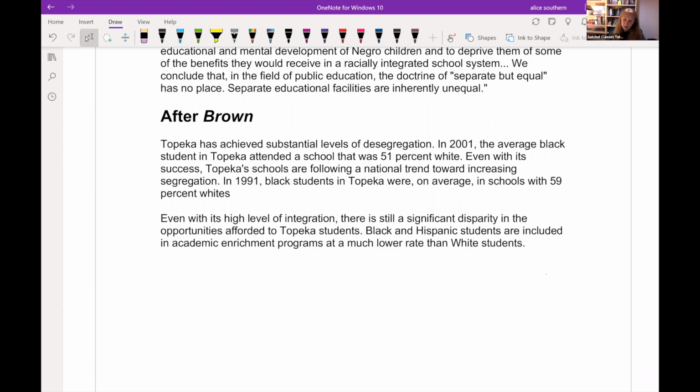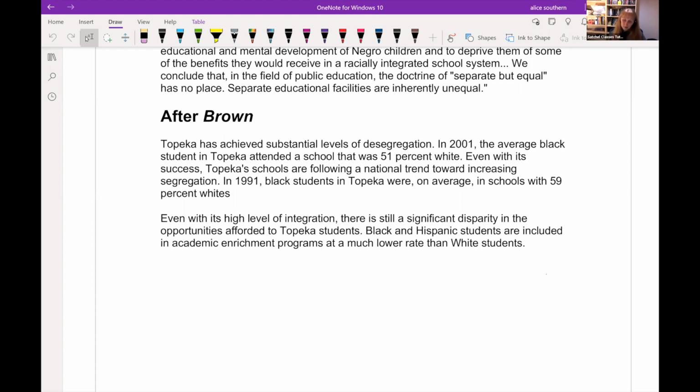it has achieved substantial levels of desegregation. In 2001, the average Black student attended a school that was 51% white, not too different to our schools today. Even with its success, Topeka schools are following a national trend towards increasing segregation. So this is more modern day, not then. In 1991, Black students in Topeka were on average in schools with 59% whites. So we can see a downturn. That's obviously 20 odd years ago now, though.